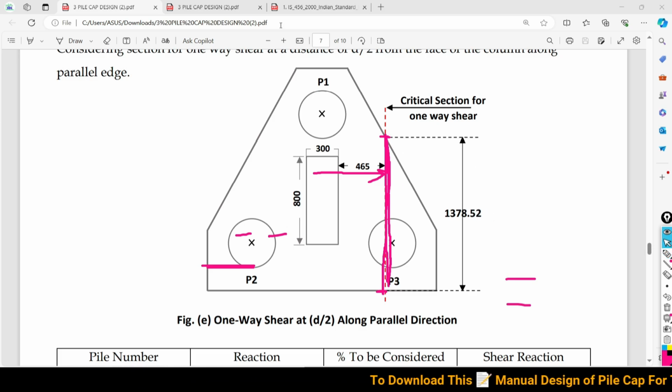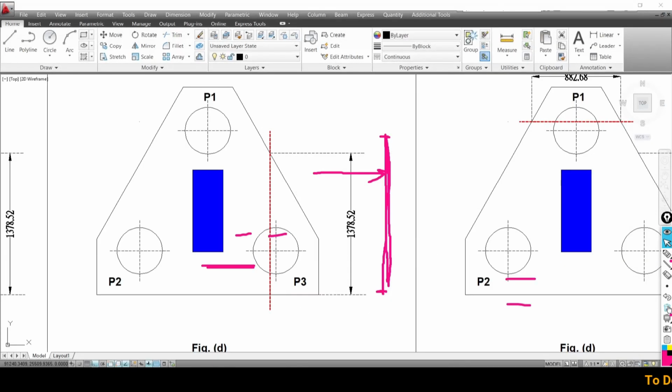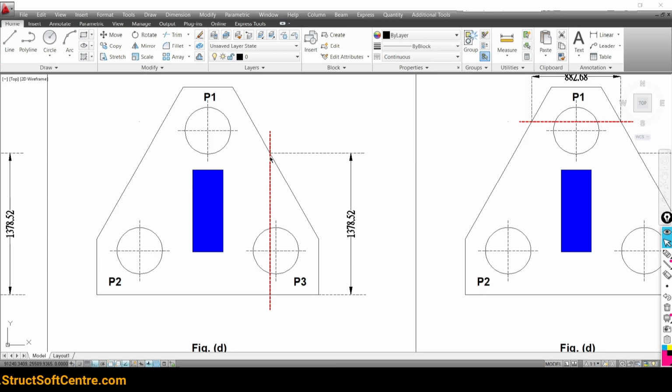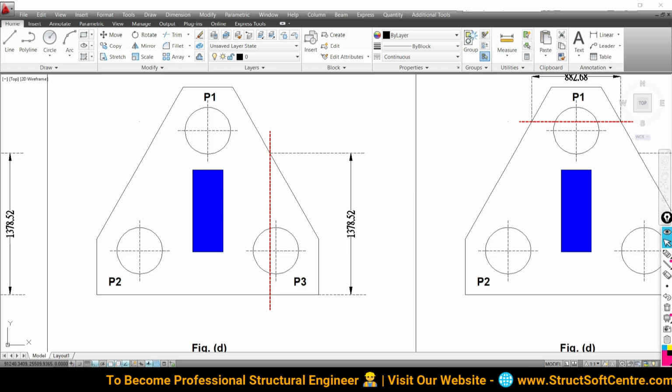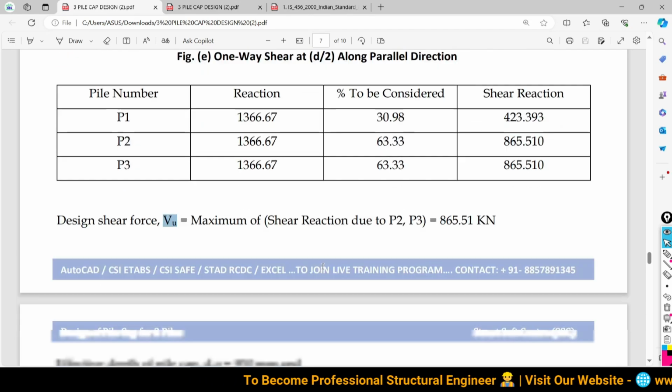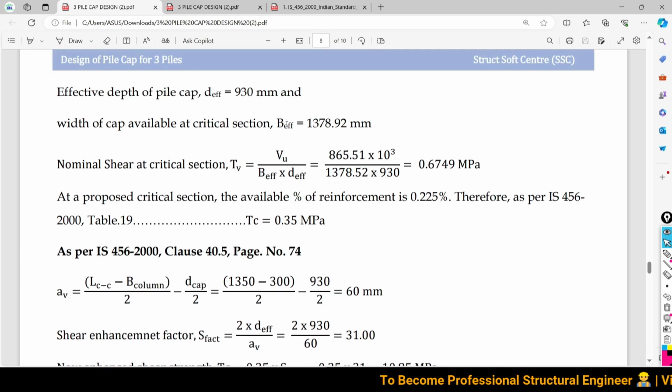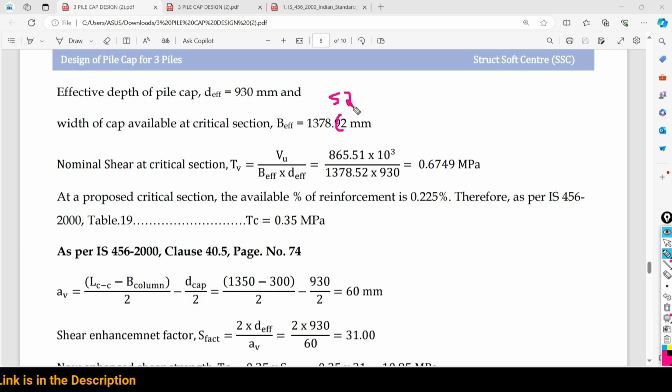You will get it from the geometry. Either you have to take the help of the graph, or you can calculate it or measure it from the CAD software. You have to draw this and then calculate by taking the critical section at a distance of d by 2 from the face of the column. It is coming out to be 1378.52. So the same value we are going to put in our calculation. It is the effective width available at the critical section. So basically it is going to become 1378.52. It is actually 52, not 92. We will correct it later.